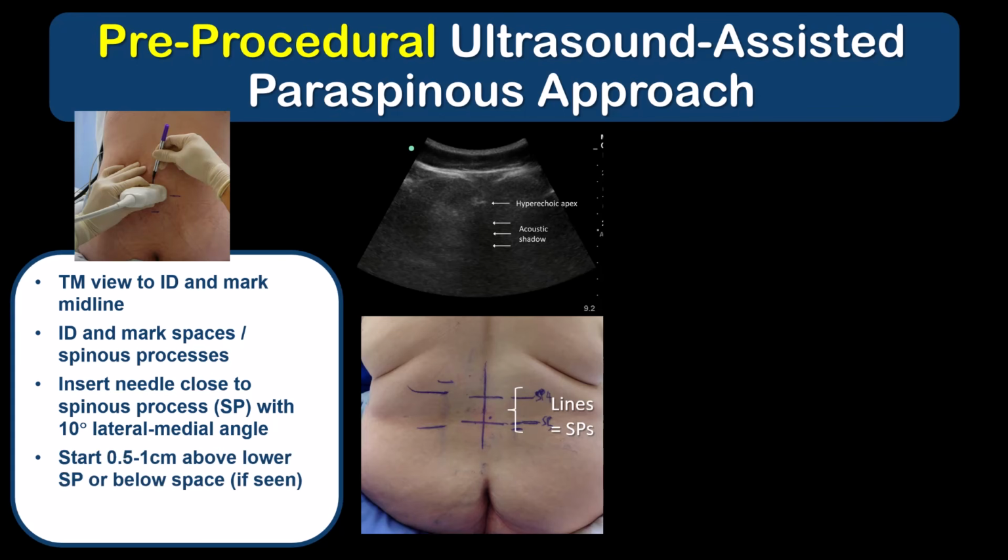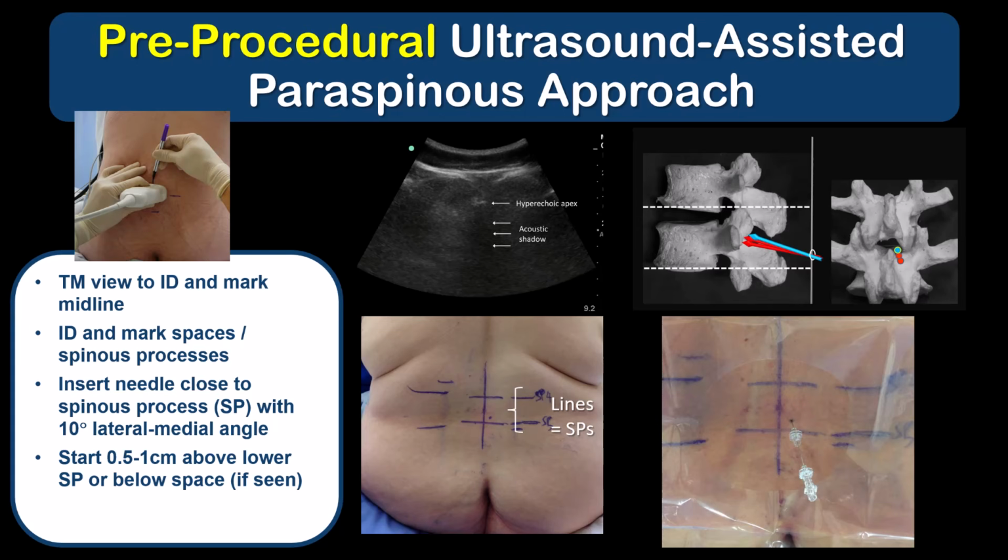I then insert the needle at a lateral to medial angle of about 10 degrees as discussed. Now, I often start at a 5 to 10 degree cranial angle, but you could also choose to start with no cranial angulation, in which case you will inevitably land on lamina, and you can then creep up and into the space with redirections.